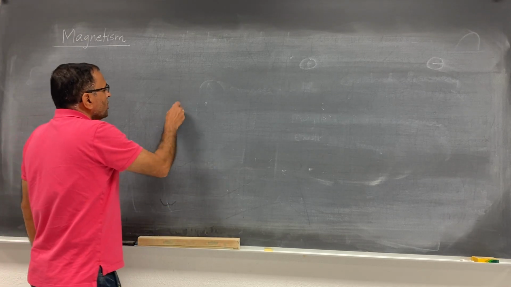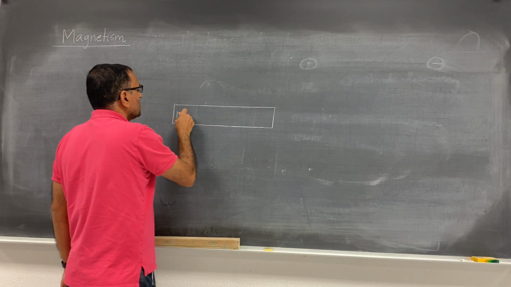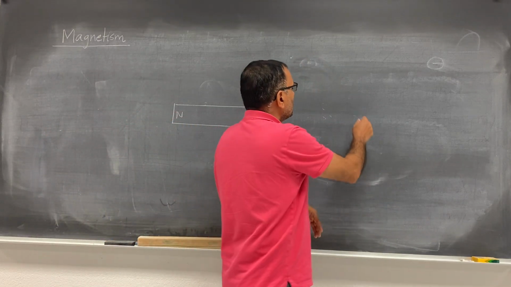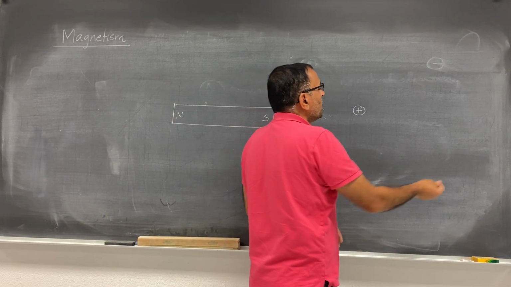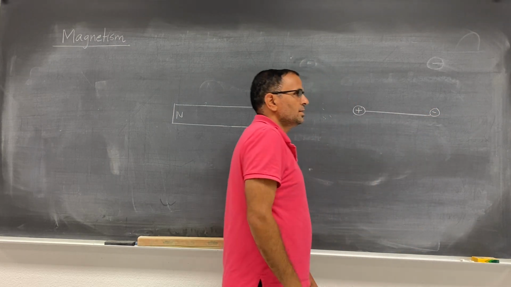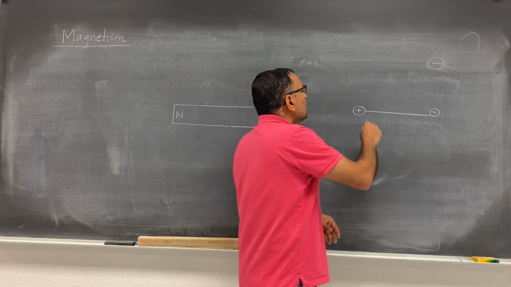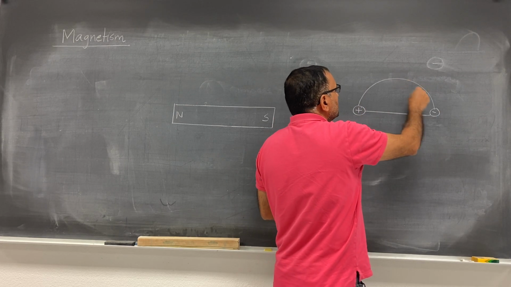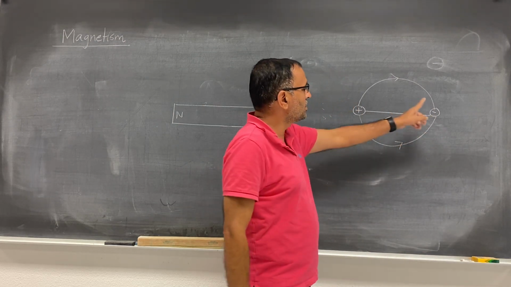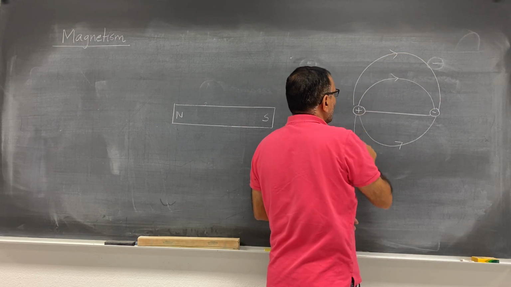Okay, let us draw again. This is your magnet, north pole here, south pole there. If you have a proton and an electron at a certain distance, equal and opposite charges at a certain distance, we call it an electric dipole. Then you can draw the electric lines of force. Electric lines of force start from the positive charge and terminate at the negative charge. This is the electric lines of force. We talked about this already.